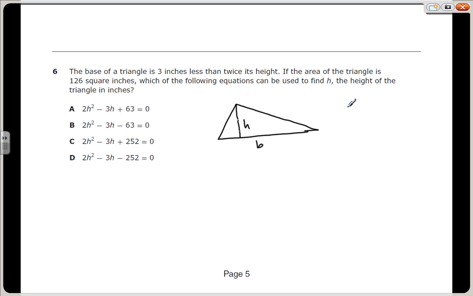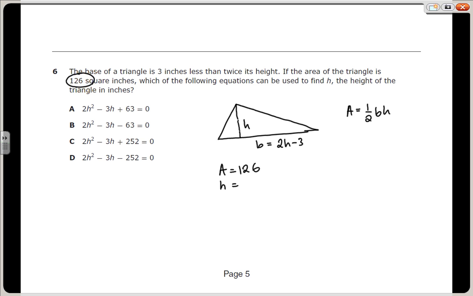Now, what is the formula for the area of a triangle? The area of a triangle is basically 1/2 base times height, right? But the base is described as being 3 inches less than twice the height. So b is basically 2h minus 3. So 3 inches less than twice the height. So I'm going to plug in these values into the area formula. Also, I know that the area is 126. So basically, A is 126.